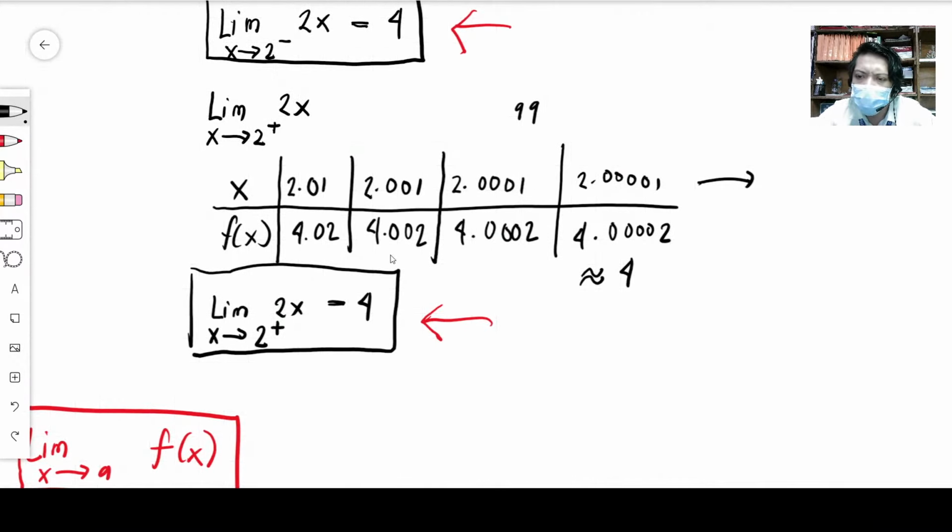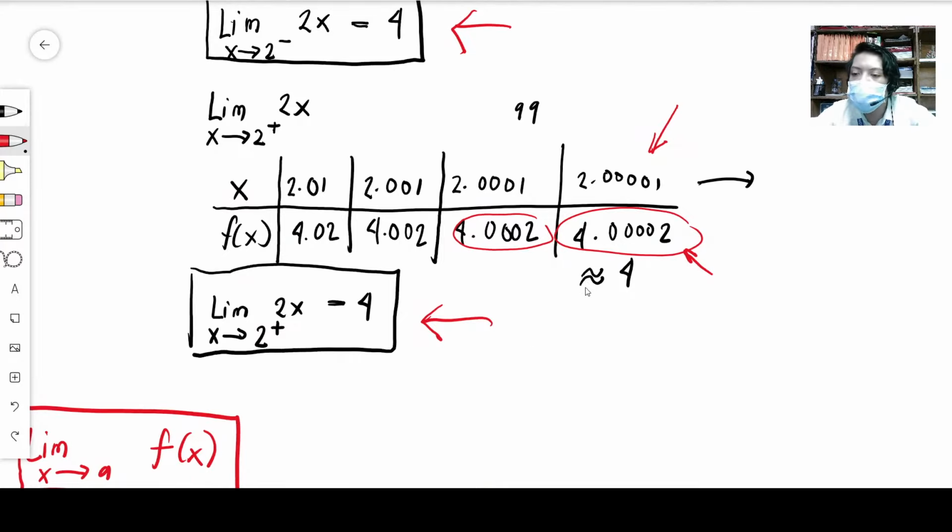Unlike earlier, let us see it again. Right here, as x approaches 2, your value for f of x approaches 4. Here we can see the difference is small, right? There is no large difference. That means the values of f of x converge.